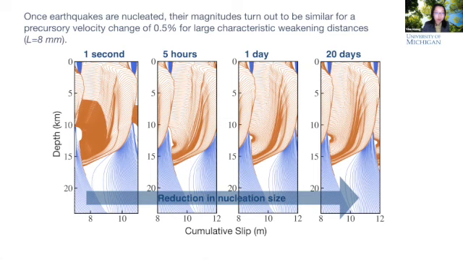So for this particular simulation, you can see the nucleation size here is generally reduced as we increase the precursory onset duration. But the overall rupture extent or the average co-seismic slip tend to be very similar to each other, except for this 1 second precursor scenario.